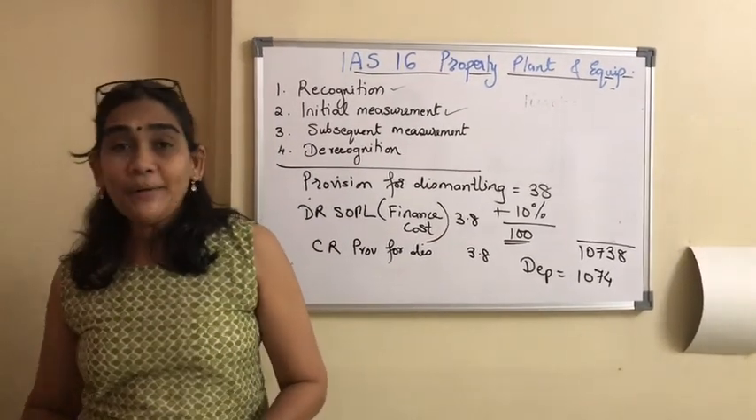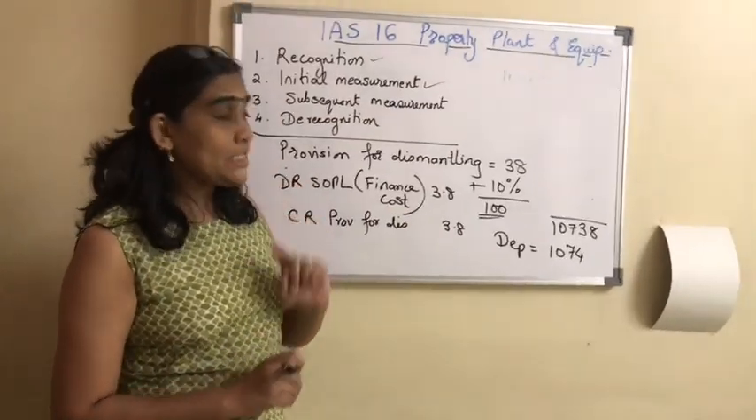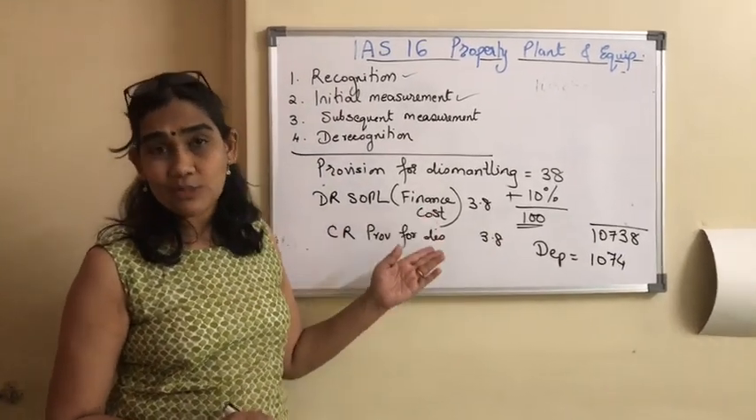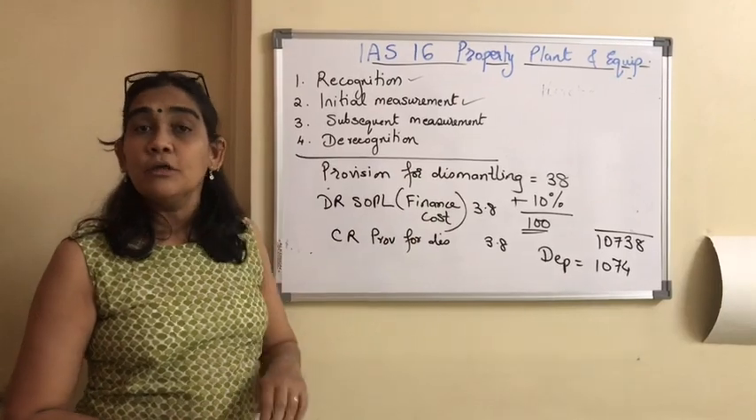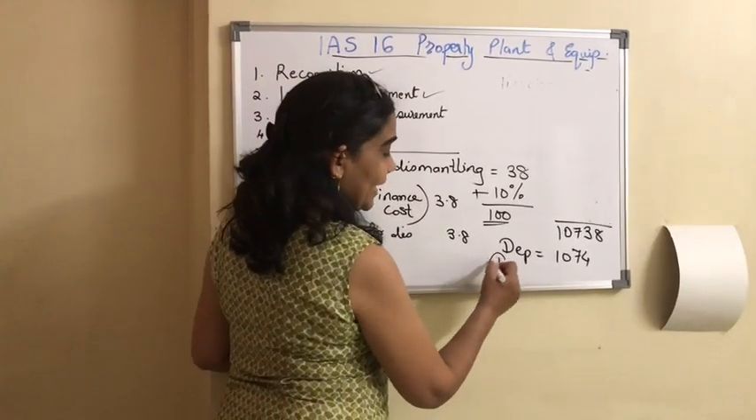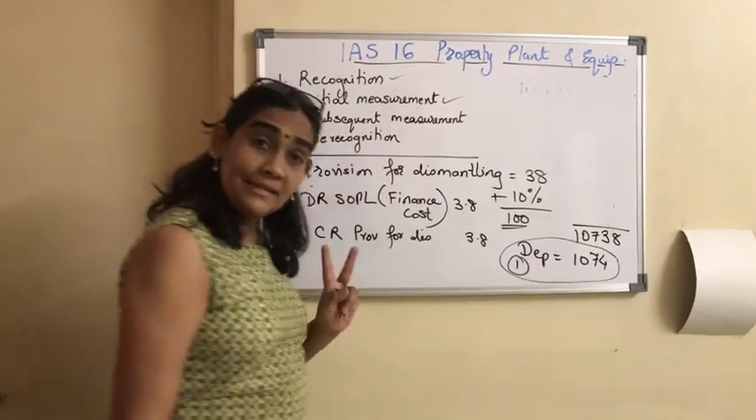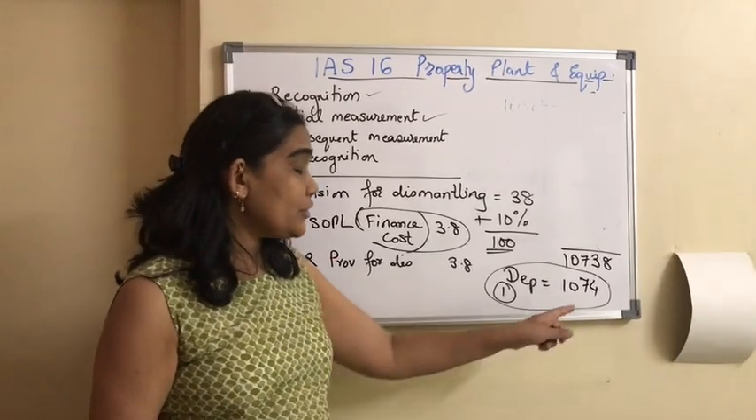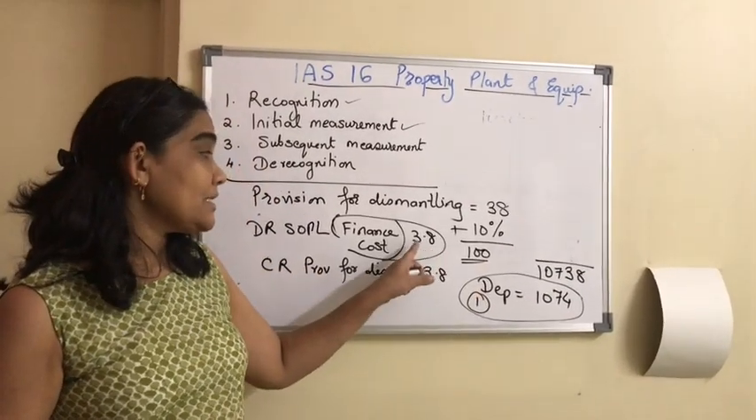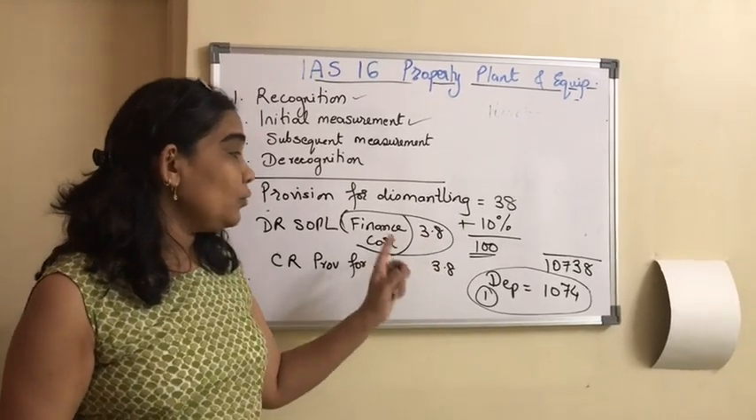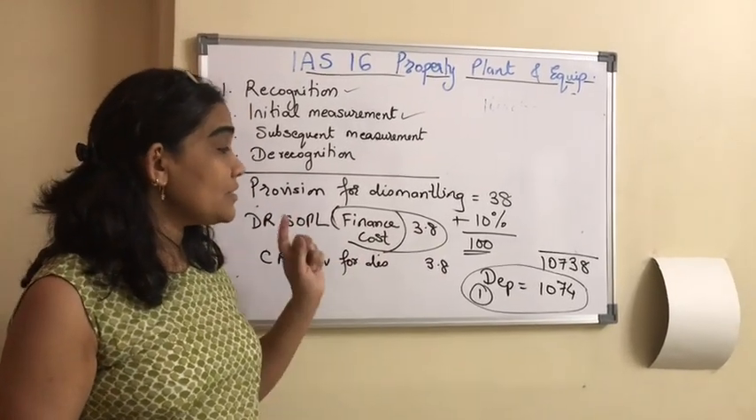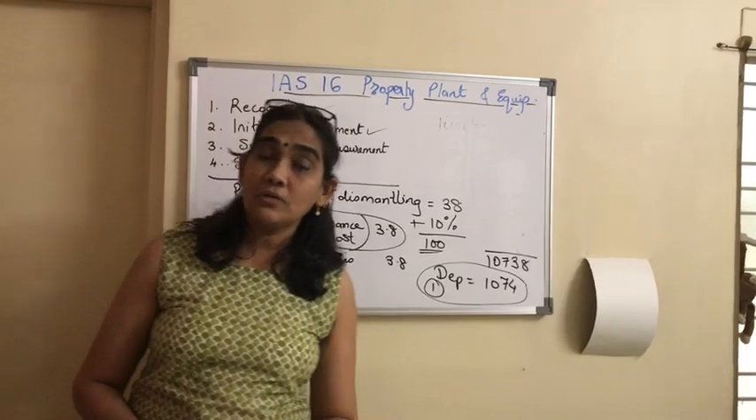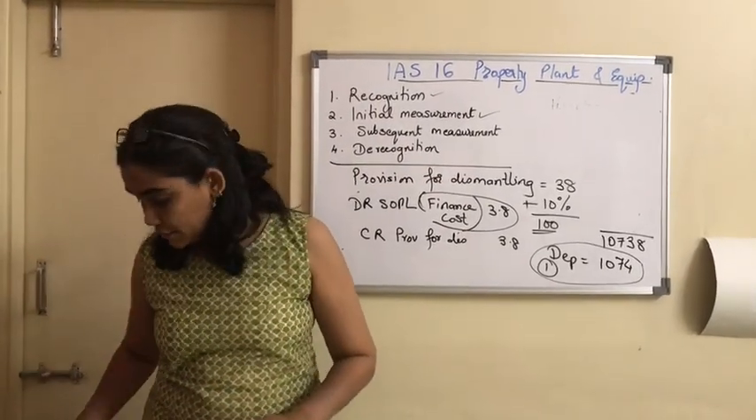So if at all a question is asked, in the first year, what are the expenses to be charged to SOPL related to this asset? The first thing that you will do is you will charge depreciation, and the second thing you will charge is the finance cost that you are going to incur. So your correct answer should be 1074 plus 3.8. That would give you a correct answer of $1,077.8. I hope you have understood this, right?